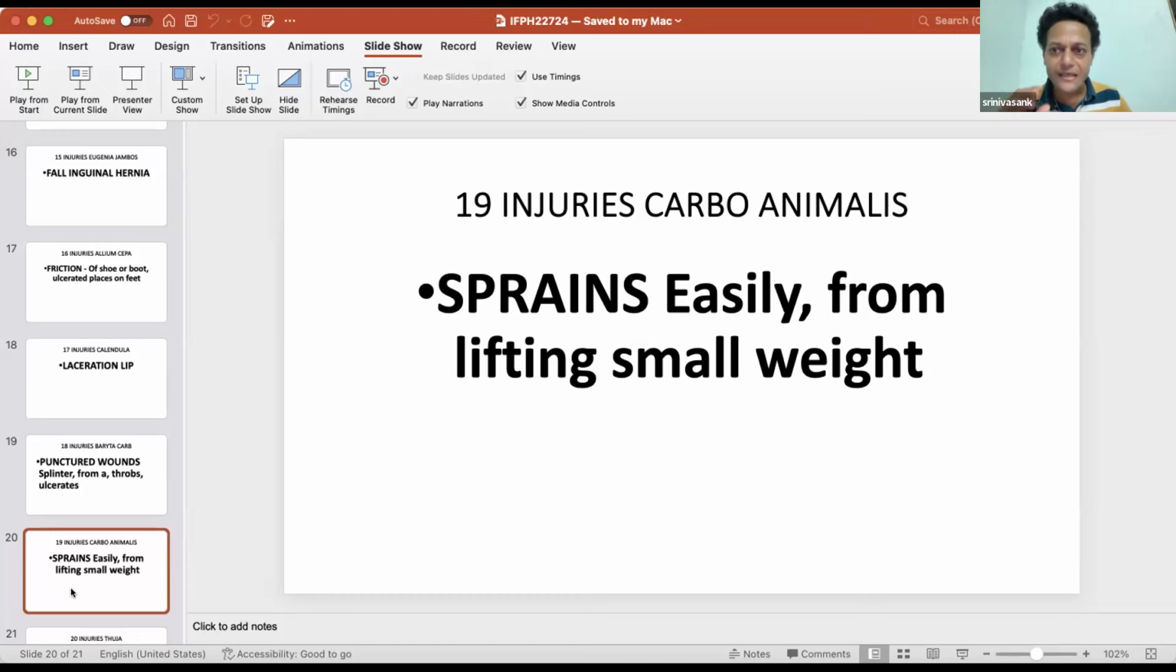Sprains easily from lifting small weight. Carbo animalis. On giving Carbo animalis, this tendency completely went, and gradually the patient is able to lift heavy weights also. So to that extent, the patient improved. We will cross check those things as well in follow-up.